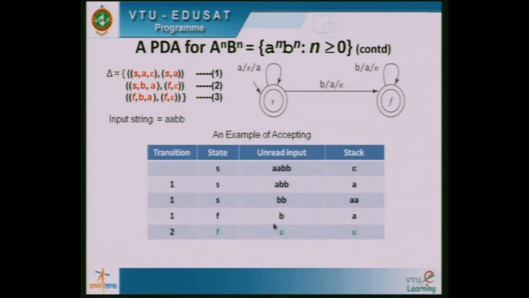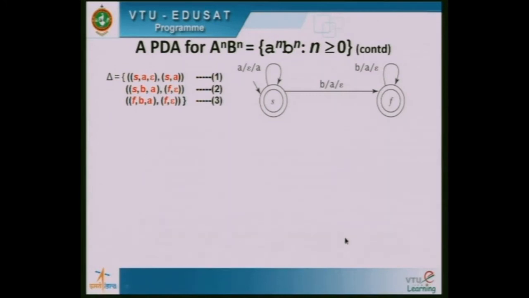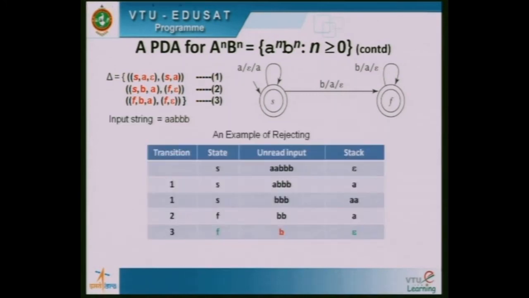And in F, again I have a B as an input symbol and the stack's topmost element is A. Then again what to do? F, B, A: in the same state F, consume B, pop the topmost element A. And now you can see here, you have reached the final state, input is consumed, stack is empty, hence the string is accepted.